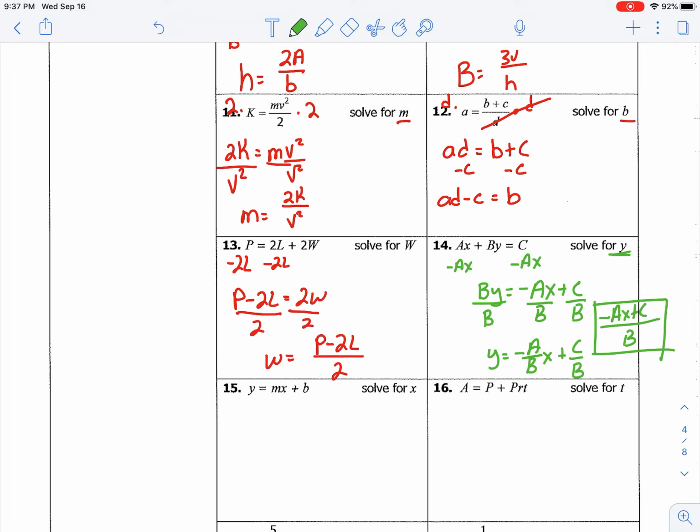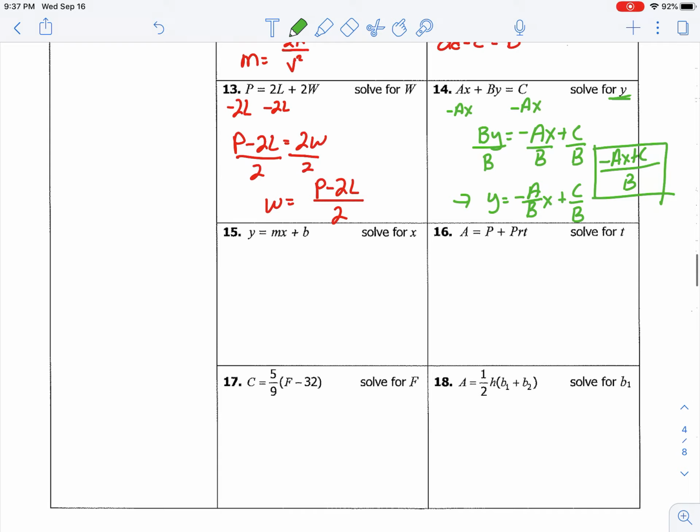It's just I'm so conditioned to do this for linear stuff that we're going to do in a couple of chapters that I just automatically did it. I wasn't even paying attention to what I was doing. All right, so here we go.